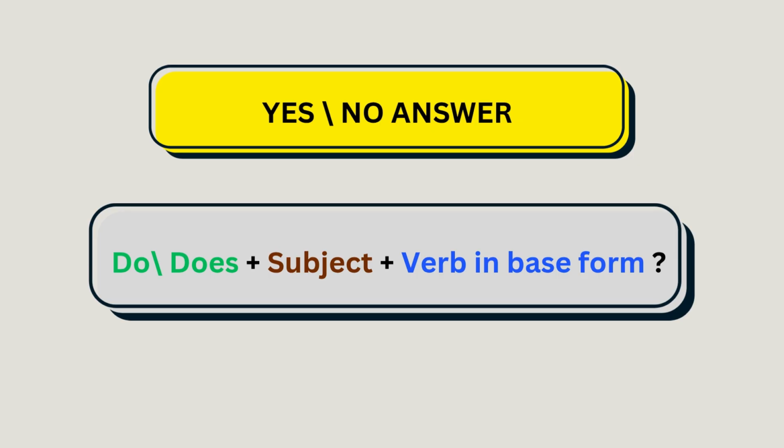In the present simple, we use two types of questions. The first type is when you expect a yes or no answer. We start the question with "do" or "does," then we add the subject, and finally the base form of the verb. No S, no changes.